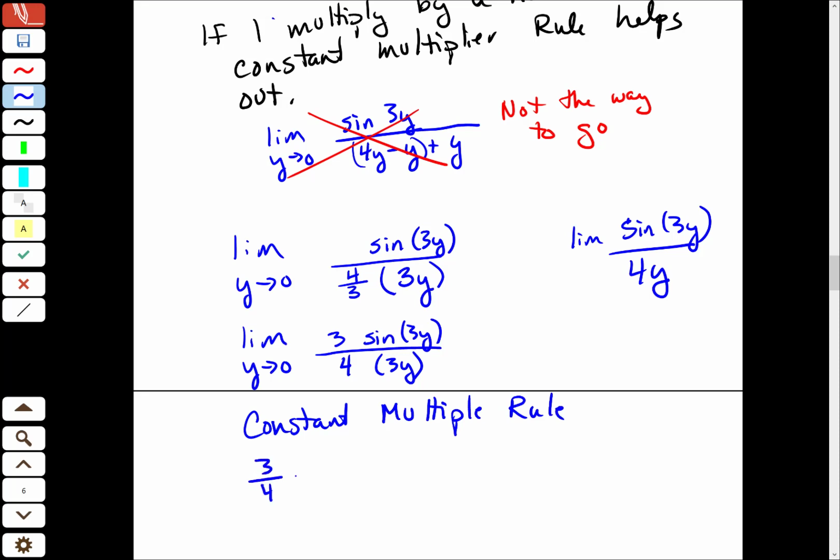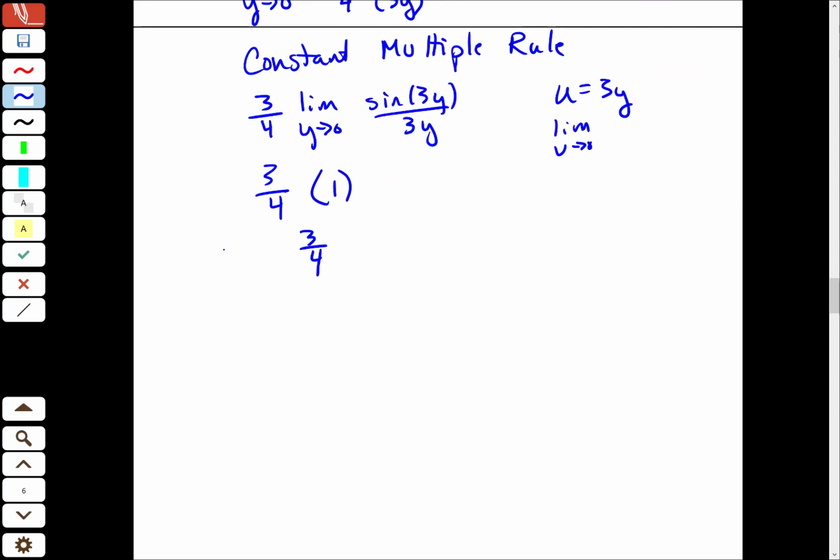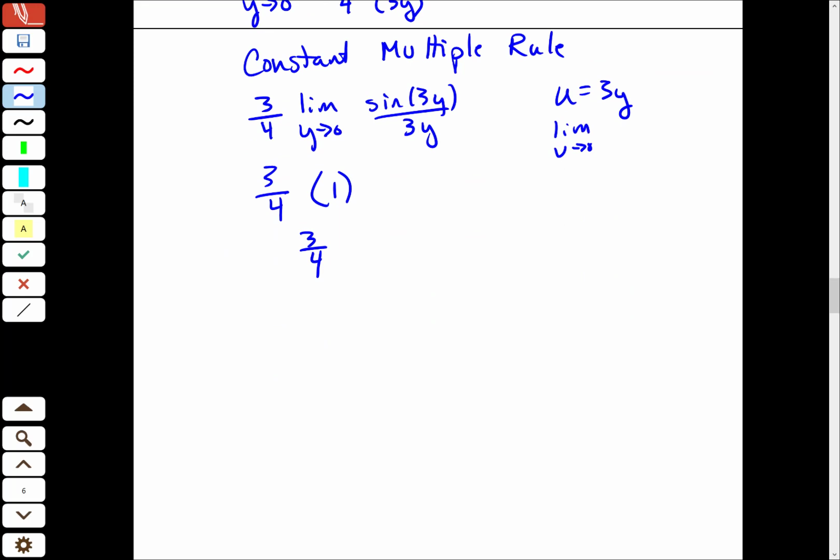So I get 3/4 times the limit as y goes to 0 of sine 3y over 3y. And really in my head I'm thinking of this trick where I turn u into 3y and take the limit as u goes to 0. But I have done that enough times to just say this. And so this is 1. So I should get 3/4. Is that okay? Okay.